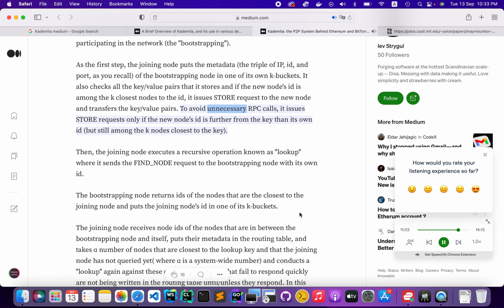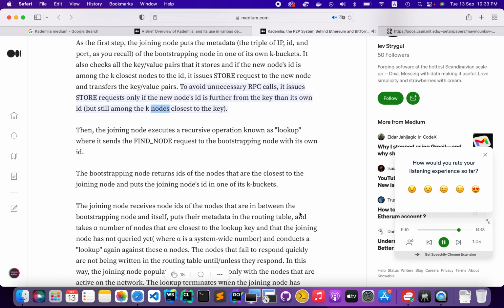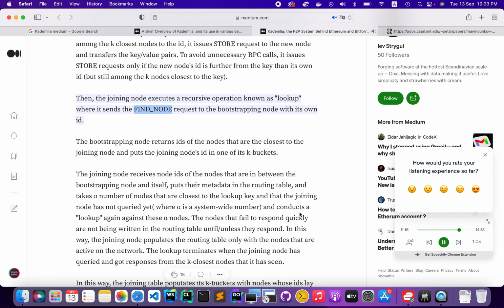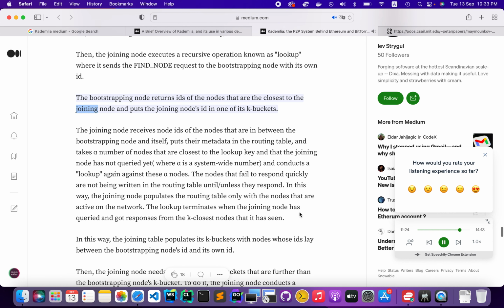To avoid unnecessary RPC calls, it issues store requests only if the new node's ID is further from the key than its own ID, but still among the k nodes closest to the key. Then, the joining node executes a recursive operation known as lookup, where it sends the find_node request to the bootstrapping node with its own ID. The bootstrapping node returns IDs of the nodes that are the closest to the joining node and puts the joining node's ID in one of its k buckets.